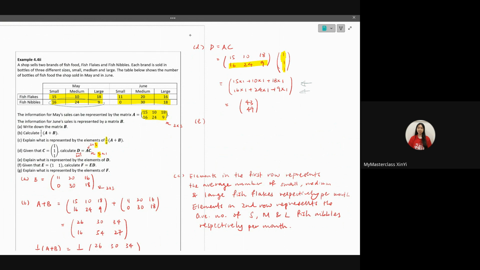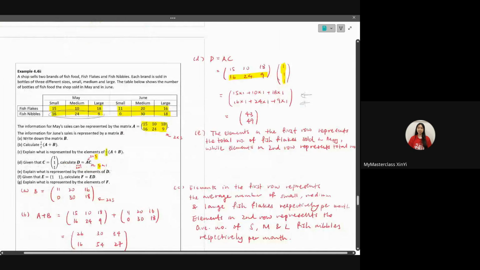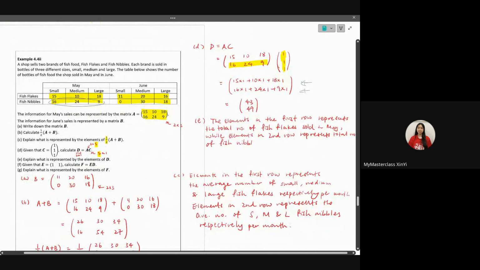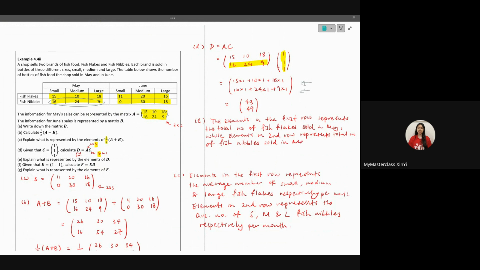So for part E, the elements in the first row represent the total number of fish flakes sold in May, while elements in the second row represent the total number of fish nibbles sold in May. So that is for part E.